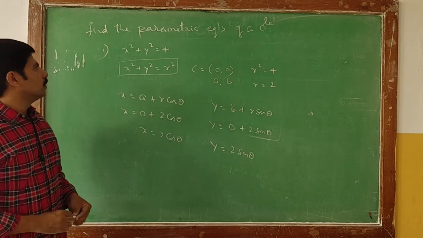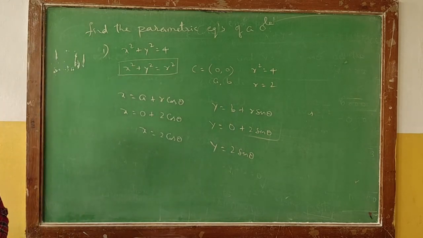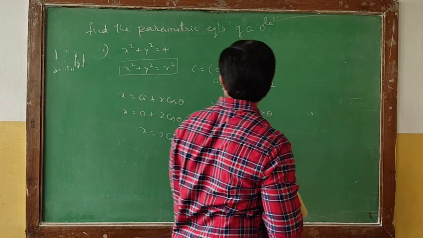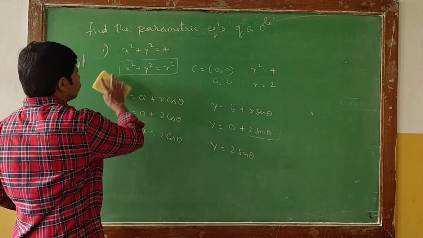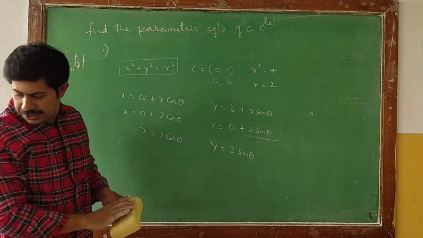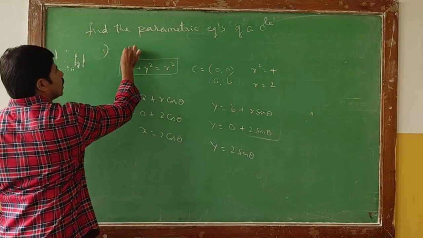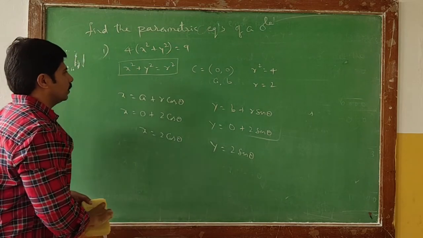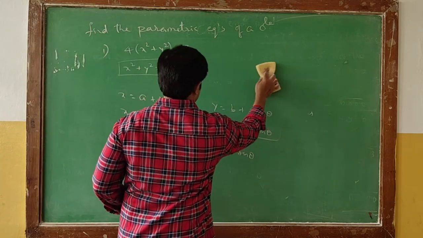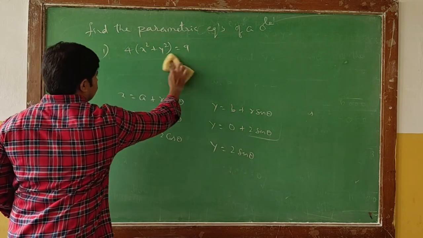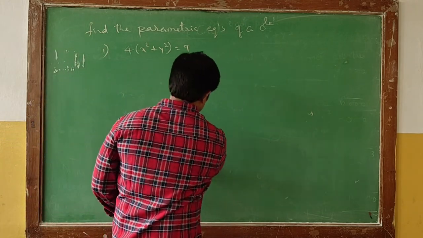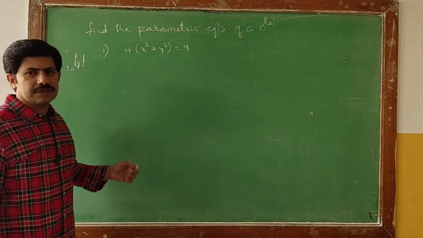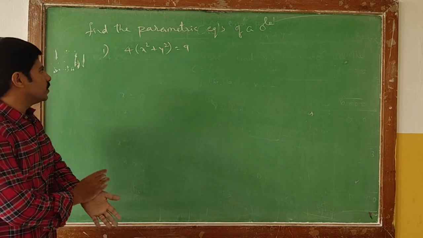Next one. Same, find the parametric equations of a circle. Only I will change the equation. It is 4 into x square plus y square is equal to 9. Okay, this is the question which I have written. So find the parametric equations of a circle. The circle equation is 4 into x square plus y square is equal to 9.